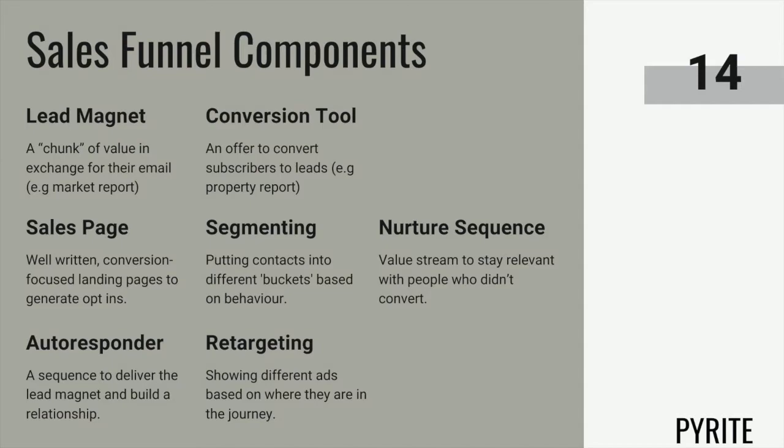Sales page, a well-written, conversion-focused landing page to generate those opt-ins. So that could be your website. An autoresponder sequence to deliver the lead magnet and build a relationship. So once they've given your email, an automated email sequence starts. It sends them that lead magnet, and then you've built out a sequence where 3 days later, after that, you maybe send them an email, or their email goes into a campaign. So you definitely want that autoresponder in place.